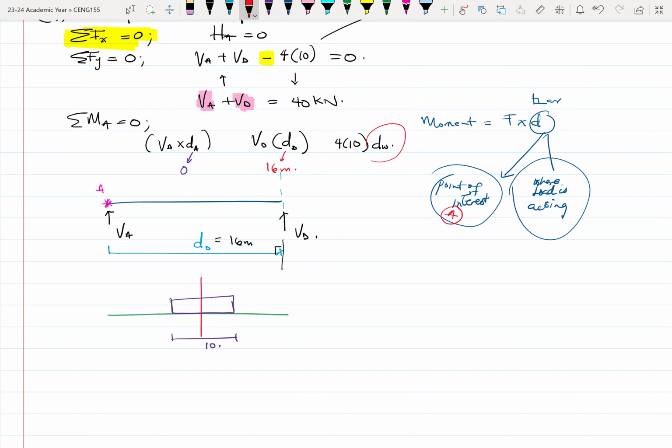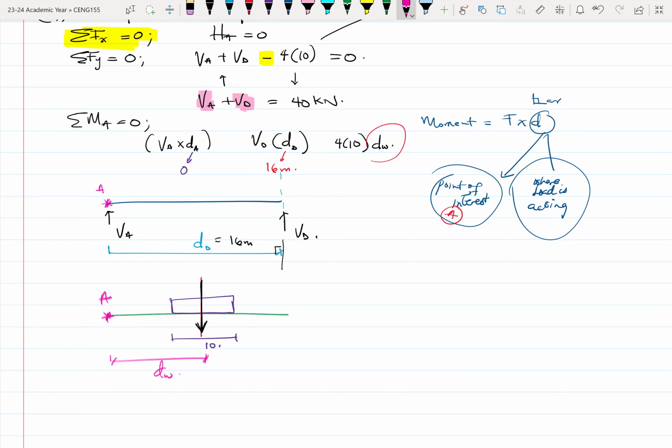So it means that if I'm to convert the UDL into a point load, it's going to act at this midspan. Since this is A, my DW will be the distance between A and where the load is supposed to act, which is supposed to be at its centroid.